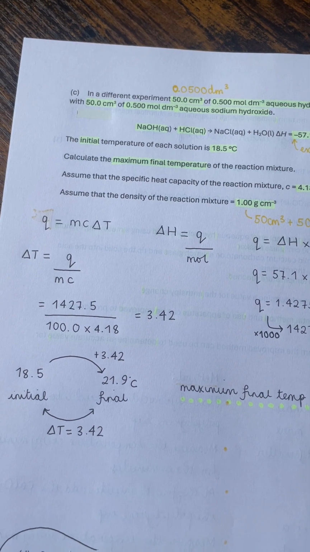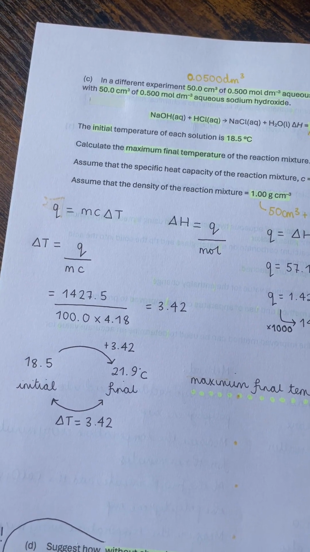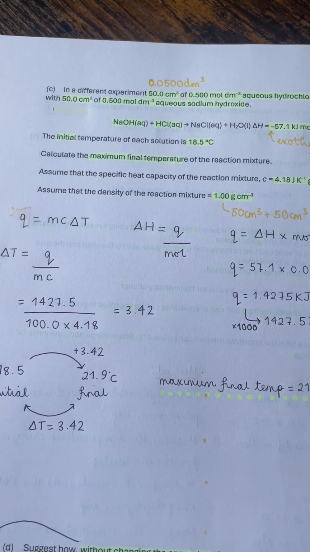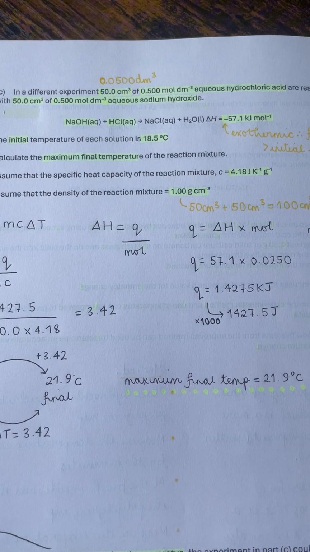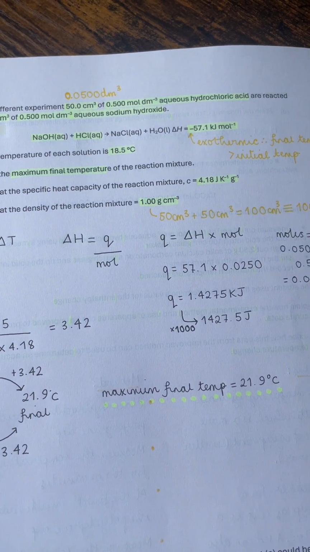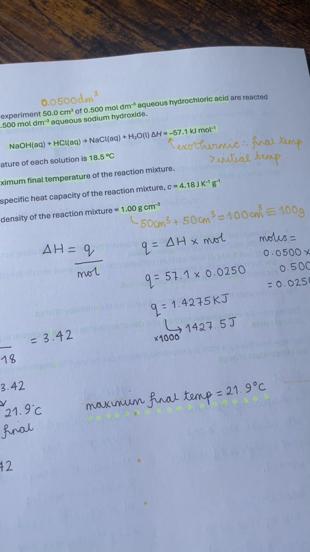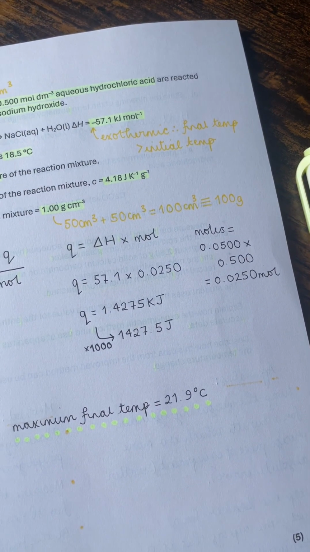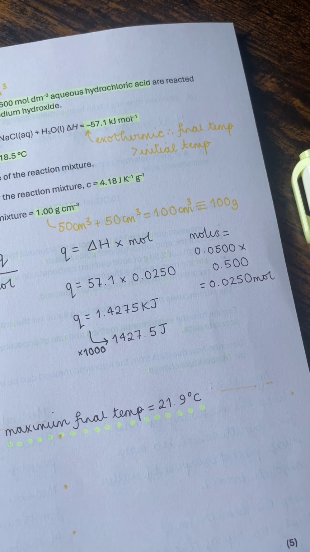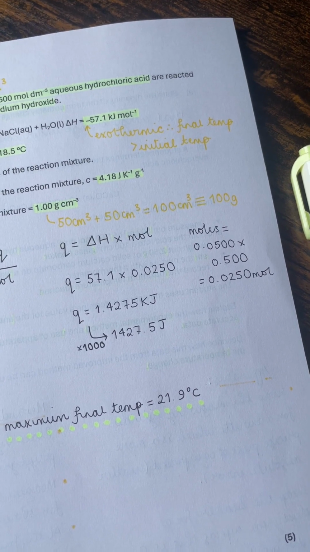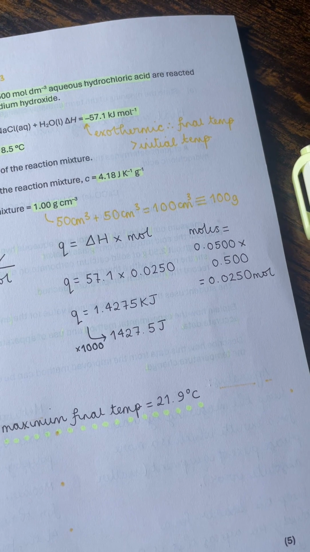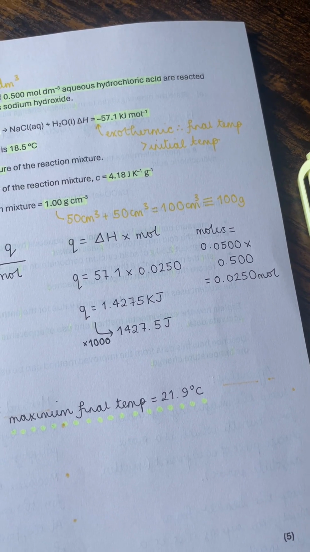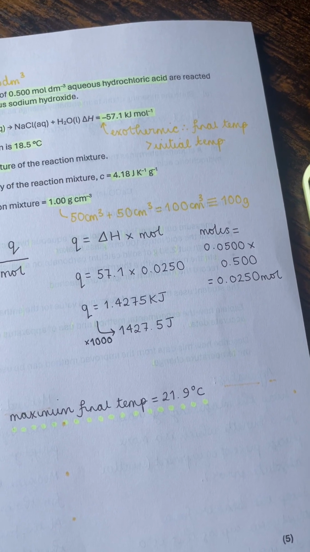So if we want to get delta T, we're going to have to rearrange that to be Q divided by MC. Therefore, we first of all need to get Q. So rearranging the delta H equation, Q is going to be equal to delta H times the moles. So delta H we've said is 57.1. The moles is the volume of 0.05 times concentration of 0.5, which gives me 0.025. And I've multiplied those together, and that gives me a value for Q in kilojoules, because the units of delta H are kilojoules per mole.